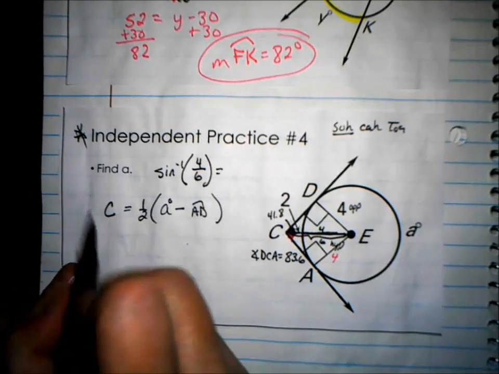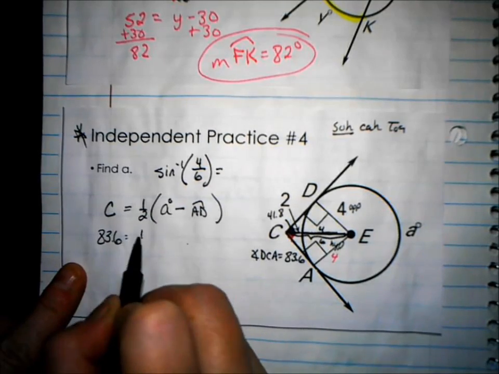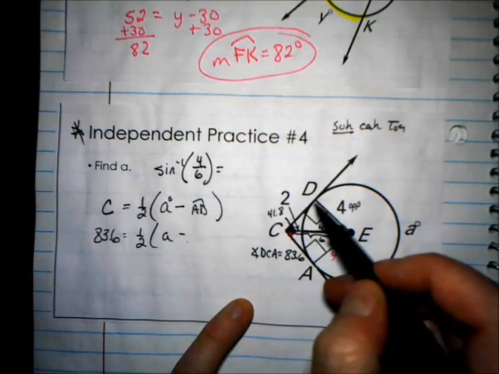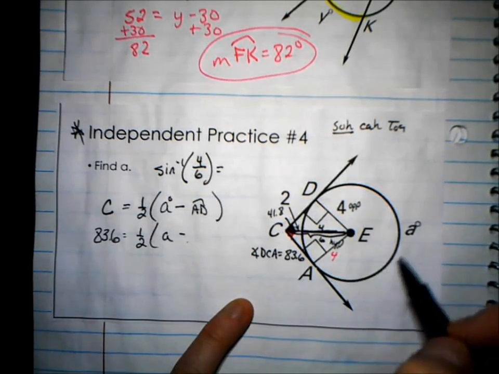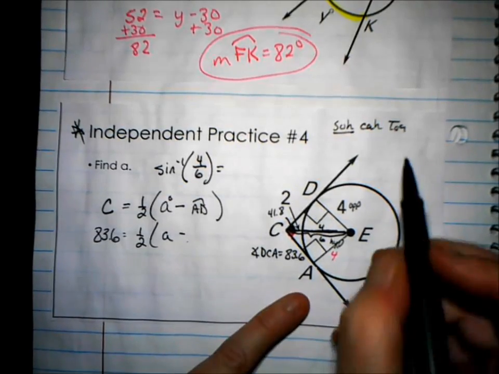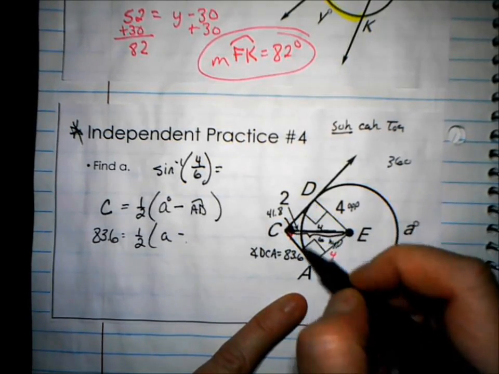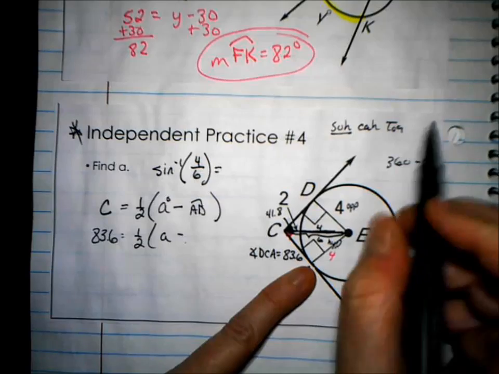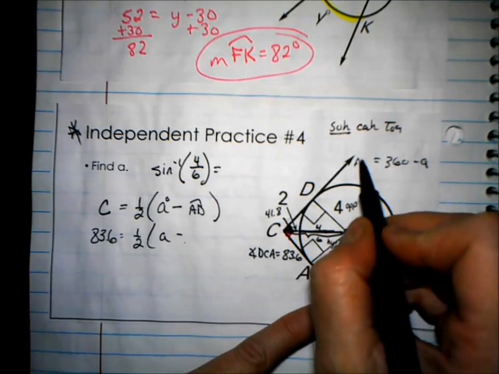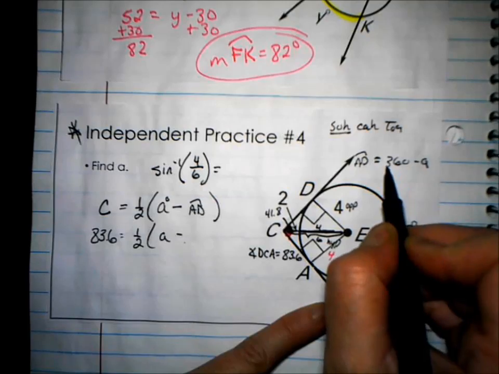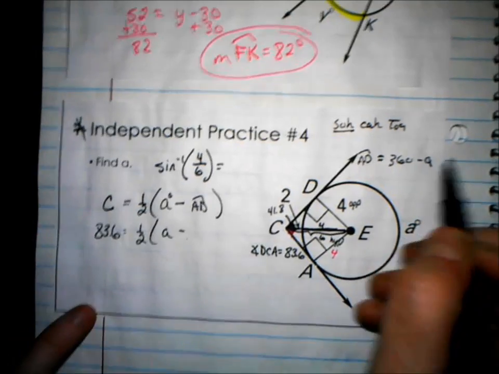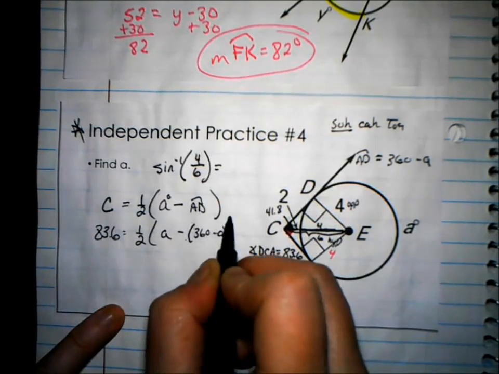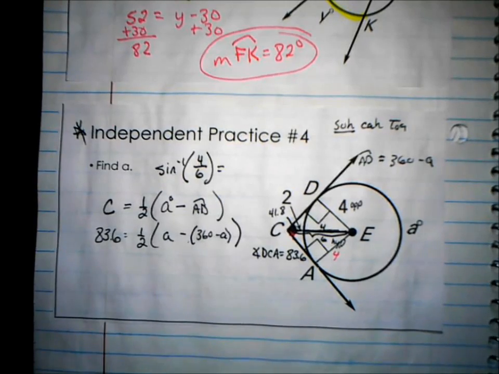If I know C is 83.6, and then I have the 1/2 of A, I'm looking for this little piece here, the AD. Now I know all the way around my circle is 360, and this little piece will be whatever's left over after A is taken away. So that means that this arc AD is actually an expression of 360 minus A. So I'm going to place that over here because this represents my AD.